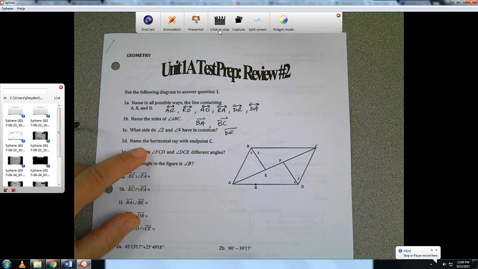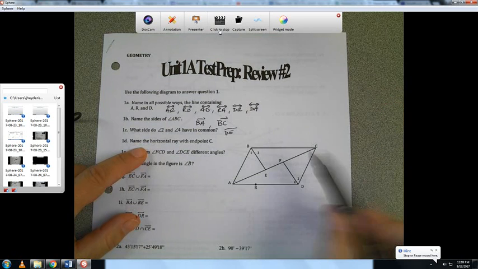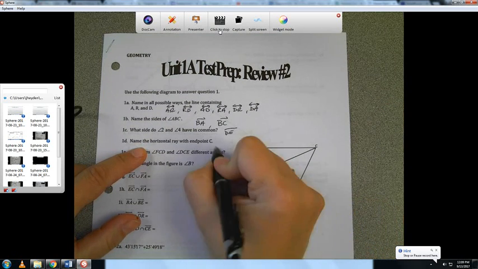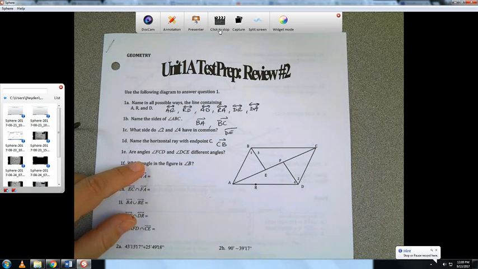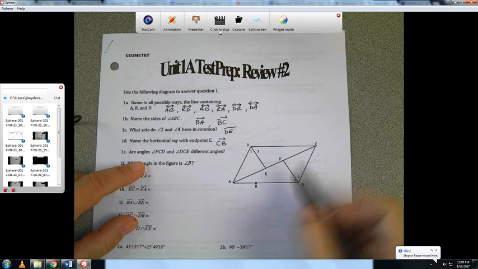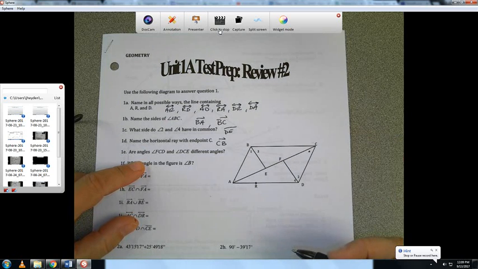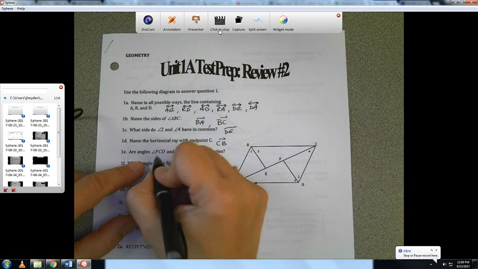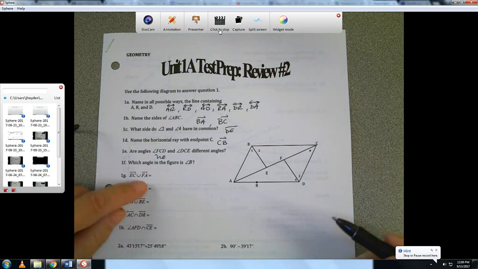Name the horizontal ray with endpoint C. Horizontals are always going left to right like this, and the endpoint is C, so it must start at C and go through B. Answer, ray CB. Are angles FCD, which is this one, and DCE different angles? No, because they have the same vertex and they use the same sides.